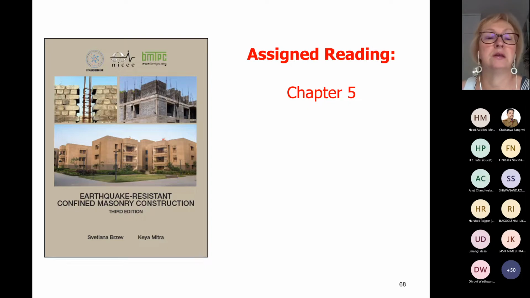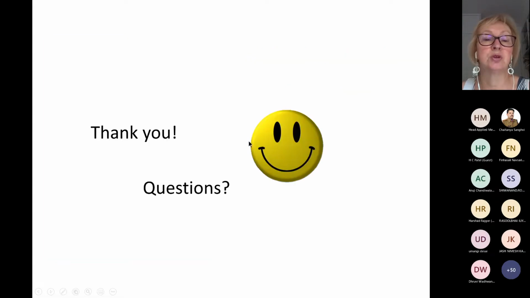In addition to that, the performance of confined masonry is well documented in other earthquakes in other countries, not only in Latin America, but also in Europe and in Asia. And as I mentioned, that is it. So this would be the end of this presentation on the performance of confined masonry buildings in past earthquakes, and before that on the behavior of confined masonry buildings, and a little bit of exposure to shake table testing. So thank you for your attention.